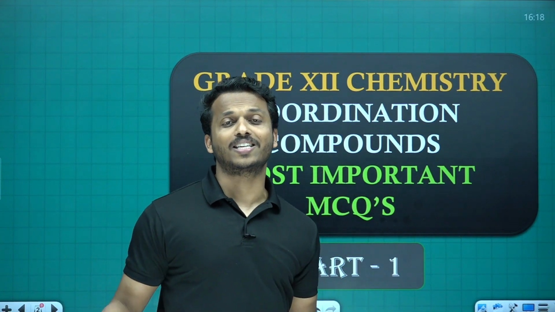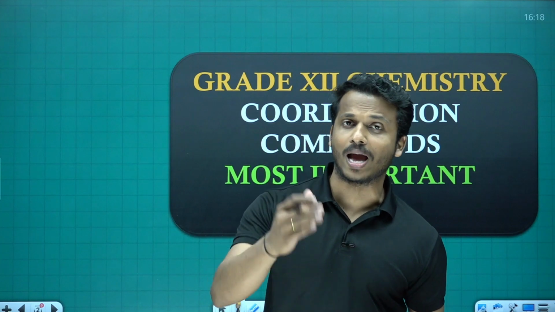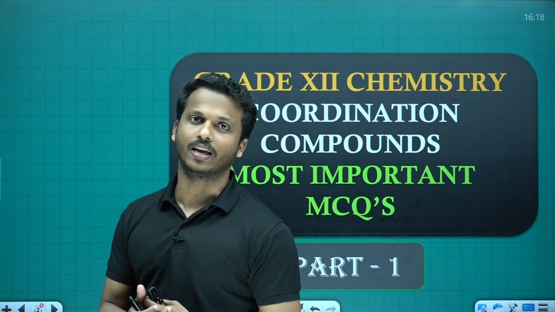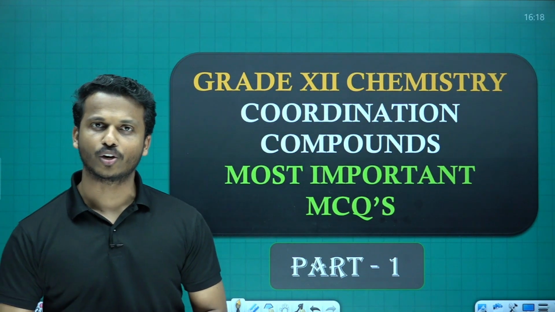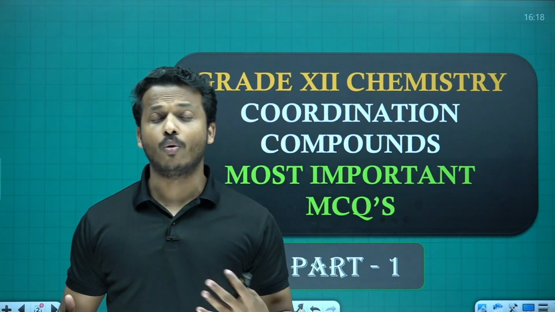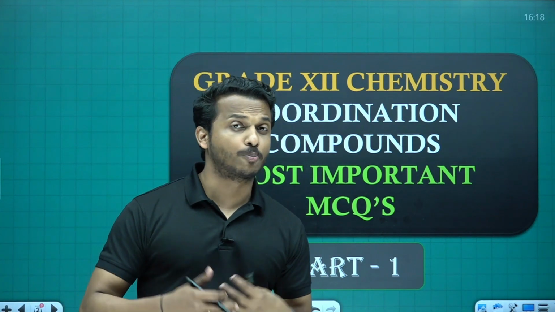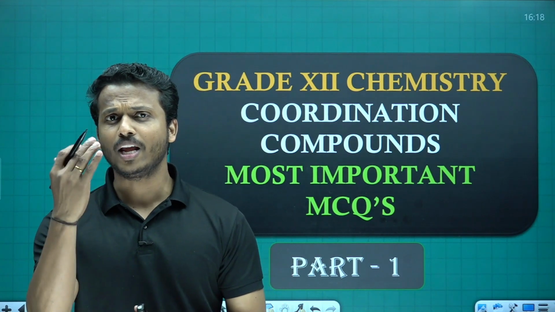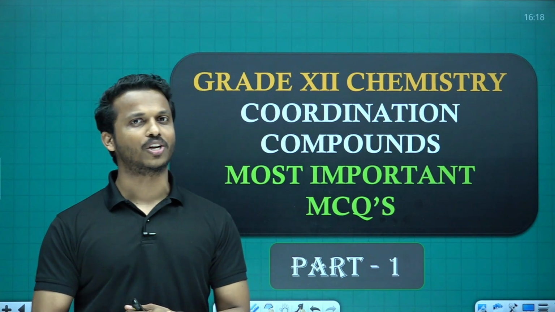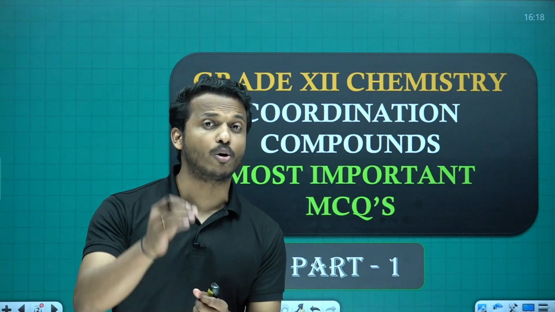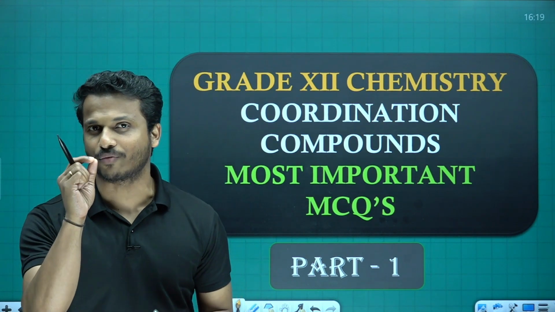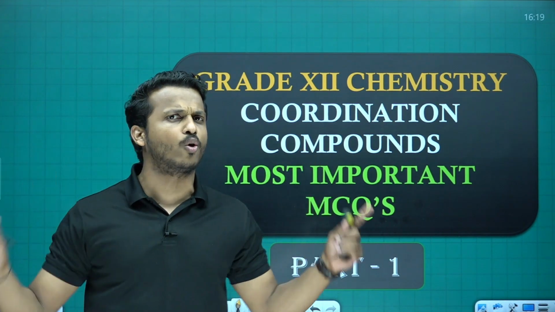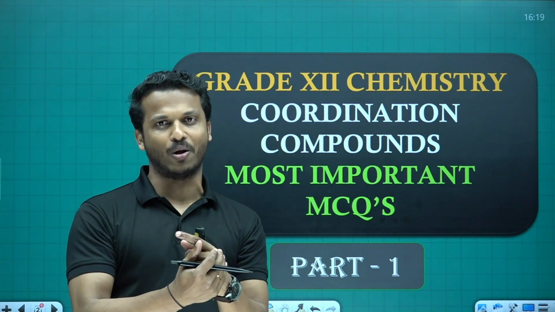Different theories are there: Werner's theory, valence bond theory, crystal field theory, application of coordination compound, why they show color, what is a stability order, spectrochemical series, lot of concepts, isomerism, right? Many concepts are there in the chapter coordination compound. So let us discuss the 100 most important questions from the chapter coordination compound. I hope we can cover the entire theory also.